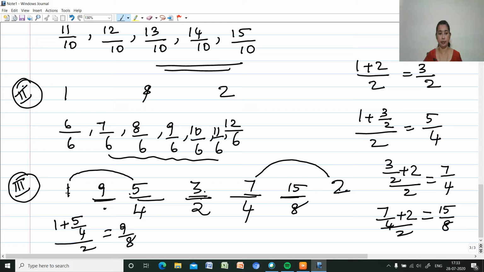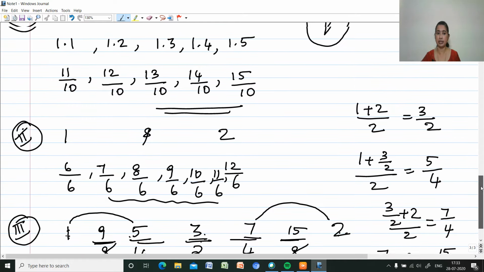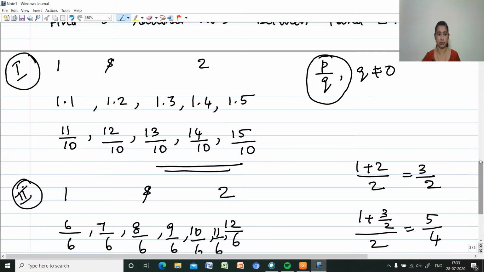So another number we will get is 9 by 8. Again, if you want, we can take nearby terms, add them and divide by 2, and we will get the rational numbers between those two numbers. So these are the three different methods; you can opt for whichever is the easiest.